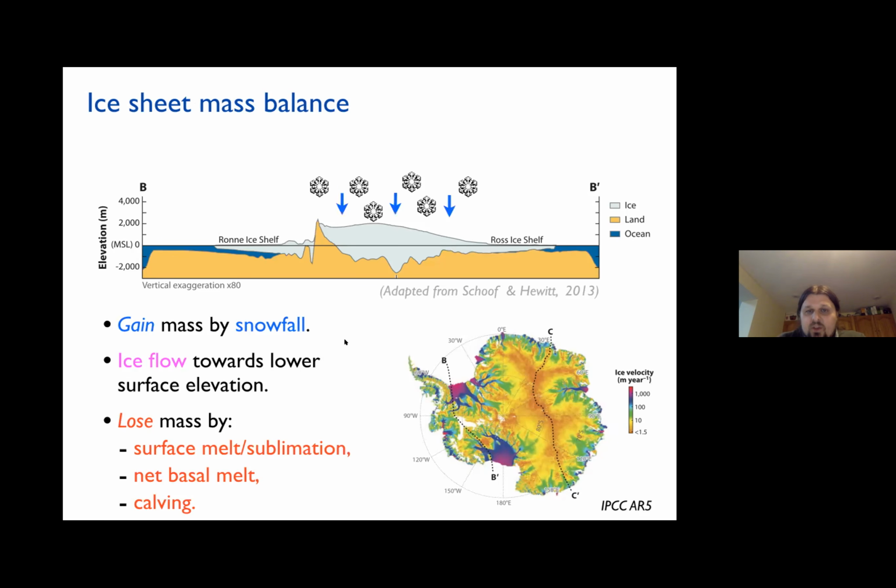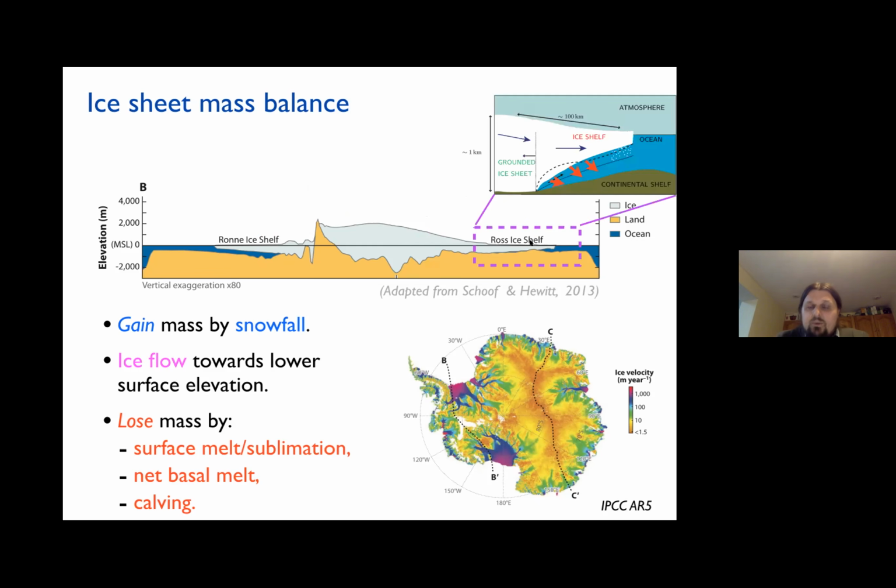You accumulate mass in the center of the ice sheet by snowfall. And then that ice flows out towards the edges of the continent, towards regions of lower surface elevation. We'll understand why that happens a little bit further on. You can also lose mass by melting on the surface of the ice sheet. After that ice has flowed down to lower elevations, you might encounter warmer temperatures near the surface, and that can give you surface melting. You can also have some sublimation going on too.